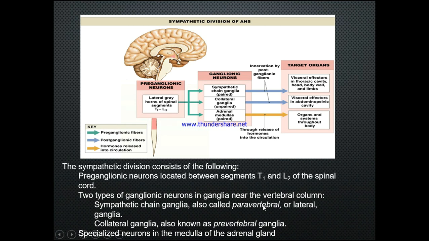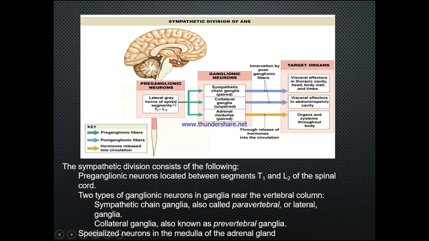So the sympathetic division consists of the following. We've got preganglionic neurons located between segments T1 and L2 of the spinal cord. We have two types of ganglionic neurons in ganglia near the vertebral column. We've got the sympathetic chain ganglia, also called the paravertebral ganglia because they run parallel to the vertebrae, or the lateral ganglia. And then we have the collateral ganglia, also known as prevertebral ganglia. These are specialised neurons in the medulla of the adrenal glands. And here we can see the preganglionic fibres, postganglionic fibres, and then the hormone release into the circulation.